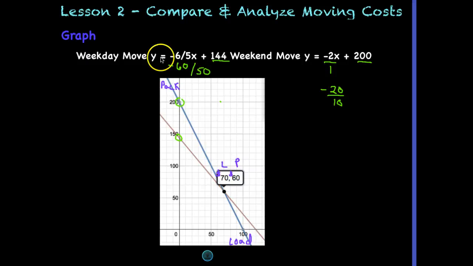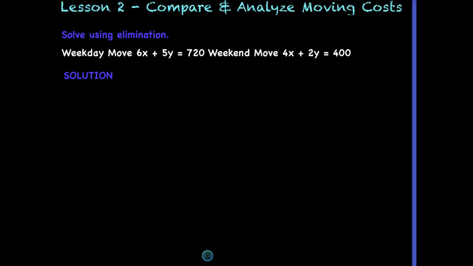Okay, oftentimes when we graph, especially if we're graphing by hand, this intersection point may not be that accurate, especially if it's $70.25 or something like that. So we always want to verify our work algebraically, and for some of you it might be easier to come to this solution by using the algebraic methods of solving a system. So what I'm going to show you today is solving using elimination, since these problems are really set up more for elimination than they are for substitution.